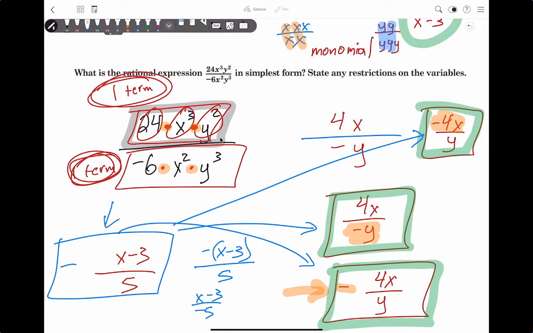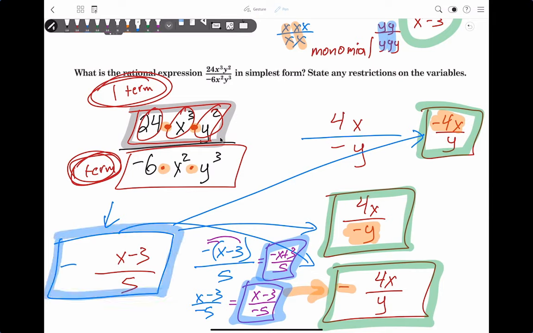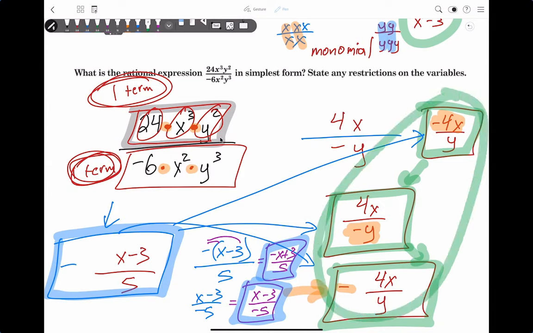This is correct. But if I distribute it to the numerator, this would ultimately become -x plus 3 over 5. This is probably what you're going to see as far as problems in the future. Or you'd see x minus 3 over -5. Okay, so again, these are all equivalent because of how I applied that negative to the final answer. For this particular one, I just wanted to give you a binomial example right now. Any one of these three is an acceptable answer for this particular problem.